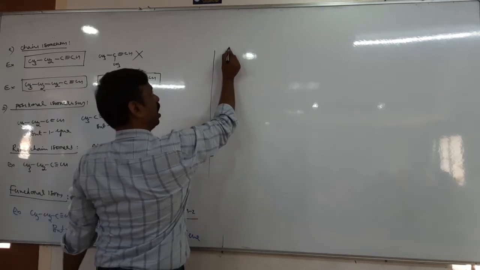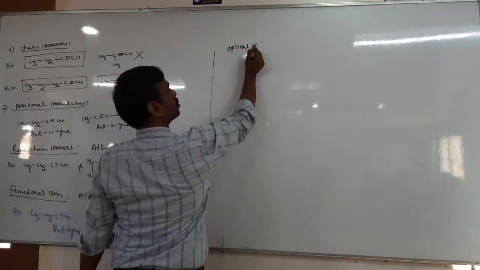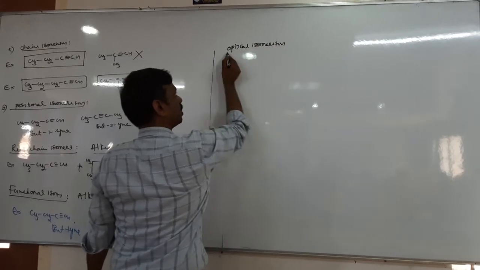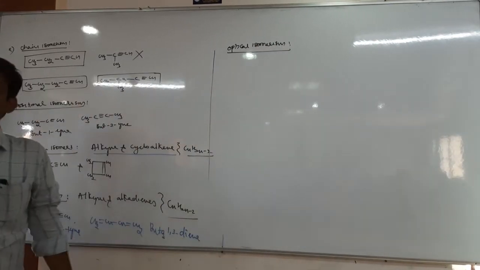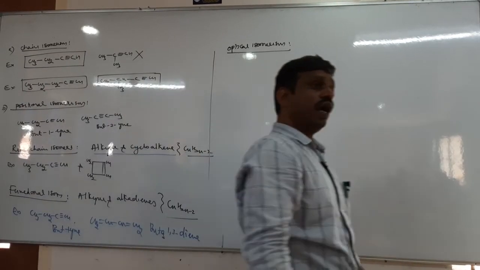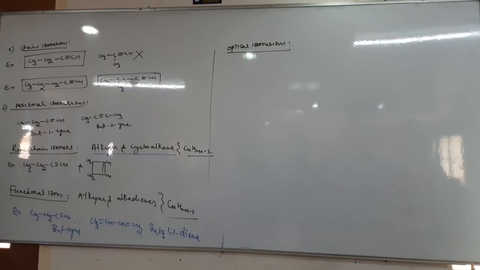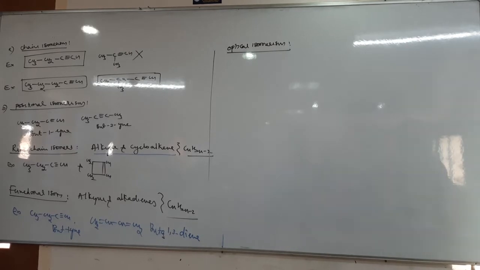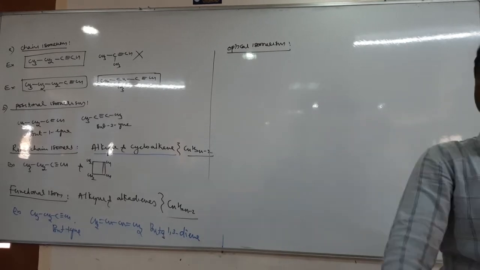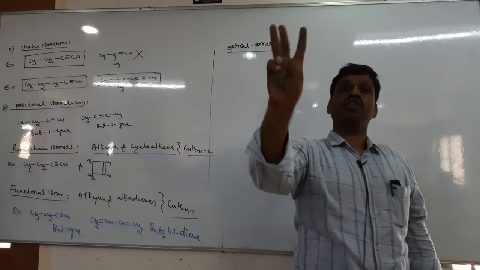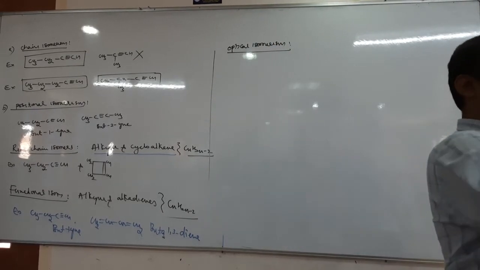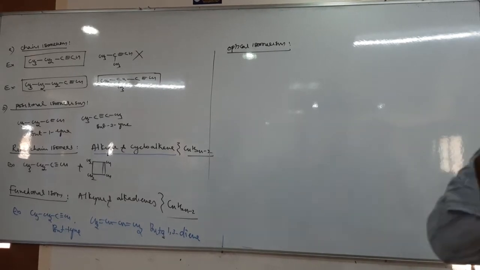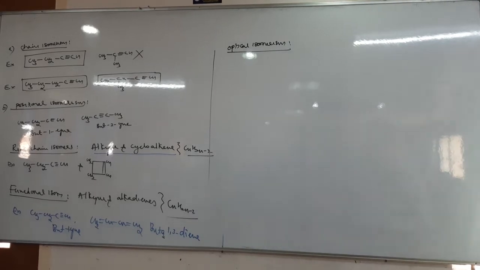In stereoisomerism, alkynes can exhibit only optical isomerism. Optical isomerism we have studied in detail. Can you tell me the condition for optical isomerism? The organic compound must have chirality, not just a chiral carbon. For optical isomerism, the molecule must have chirality. If the molecule does not have elements of symmetry, a plane of symmetry, center of symmetry and alternating axis of symmetry, then the molecule is said to be chiral.